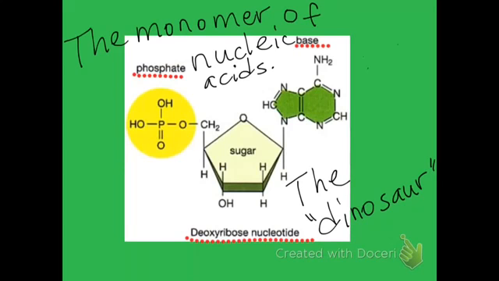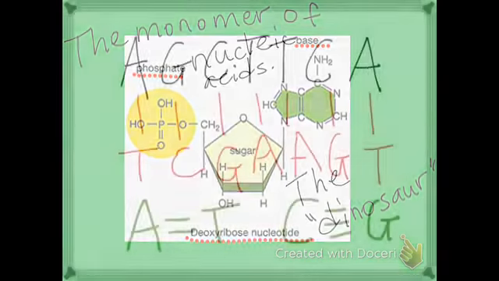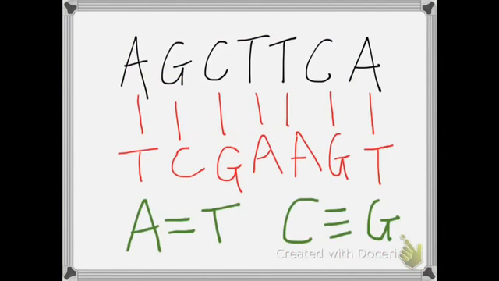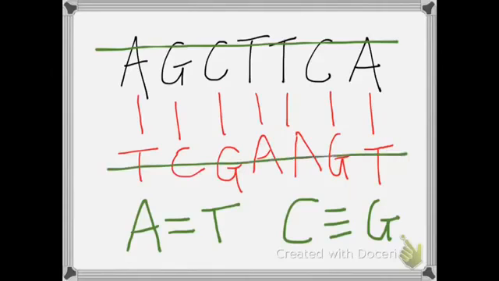Remember, the monomer of nucleic acids looks like this. It has a phosphate, a base, and a deoxyribose sugar. Notice the dinosaur shape. Here you see a short strand of DNA, and across from it is its base pairing. Remember, apples grow on trees, and cars use gas. So across from each other you have an A and a T, a G and a C, etc. And they pair and match that way.